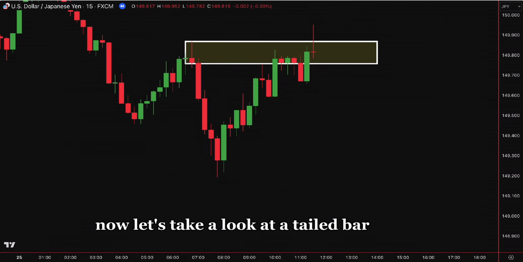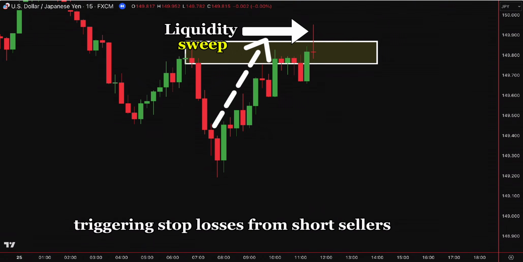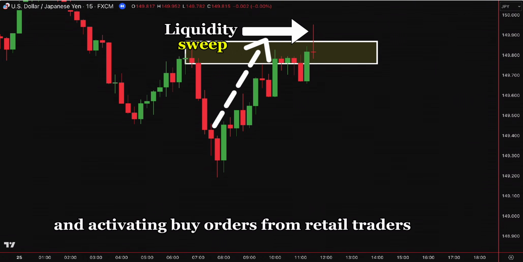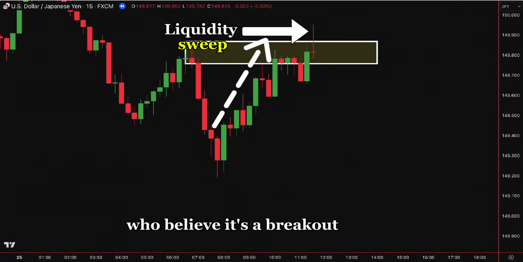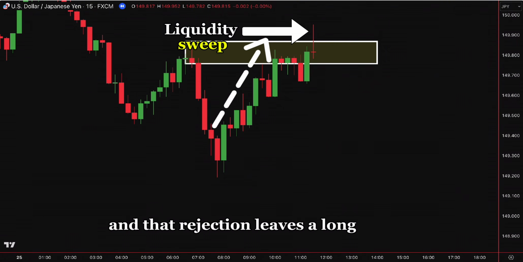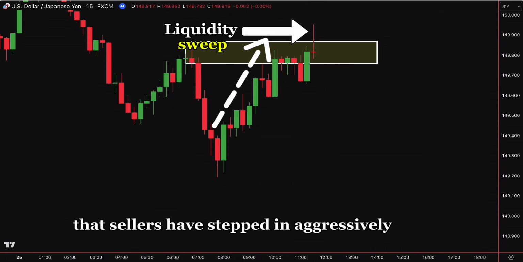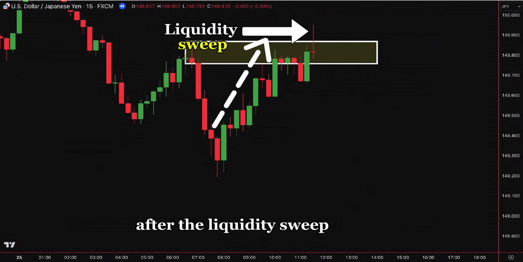Now let's take a look at a tailed bar forming at a supply zone. In this case, smart money pushes price above the supply zone, triggering stop losses from short sellers and activating buy orders from retail traders who believe it's a breakout. But it's not. The market immediately rejects those higher prices, and that rejection leaves a long upper tail on the candle. This is your signal that sellers have stepped in aggressively after the liquidity sweep.